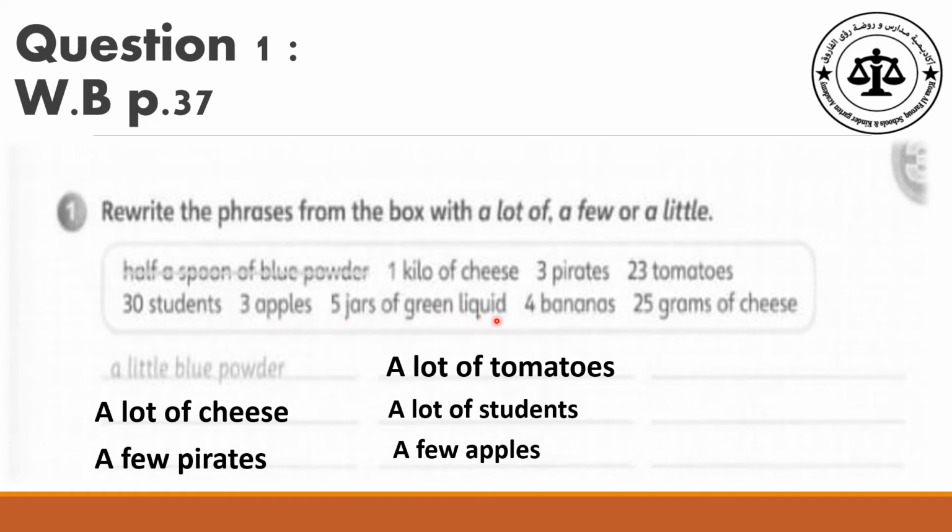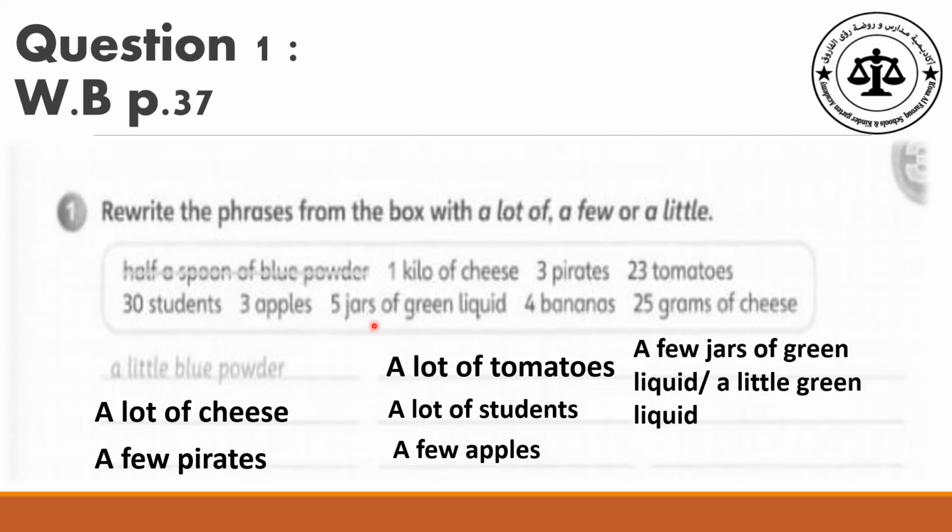5 jars of green liquid. If we want to put jars, we can say what? Excellent, a few jars of green liquid, but if we want to delete the word jars, we can say a little green liquid, because liquid is an uncountable noun, so we use a little. But if we want to put jars, we say a few. 4 bananas. This is a countable noun, and we have a small number of bananas, so we say a few bananas.